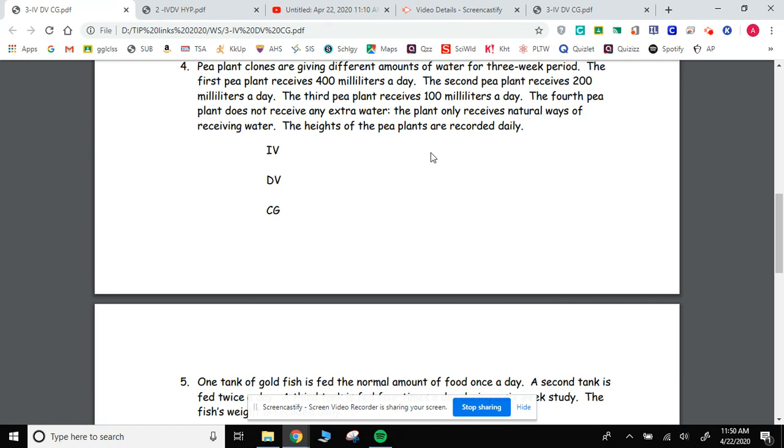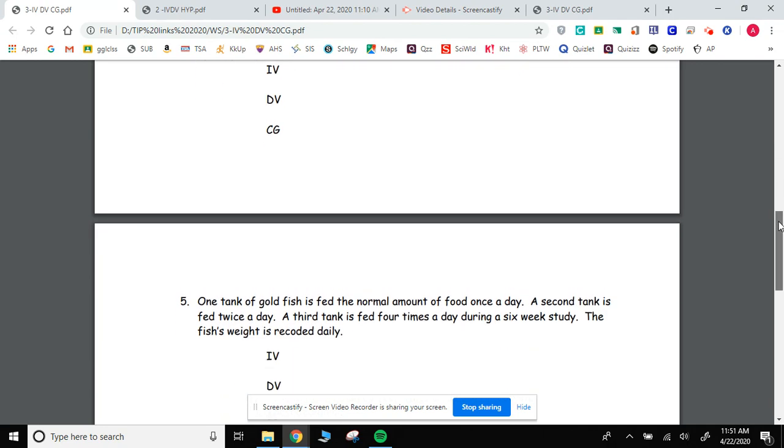And the control group is the fourth pea plant that doesn't receive any extra water. Again, that's the normal situation. That's our control group, and we're going to compare to that.